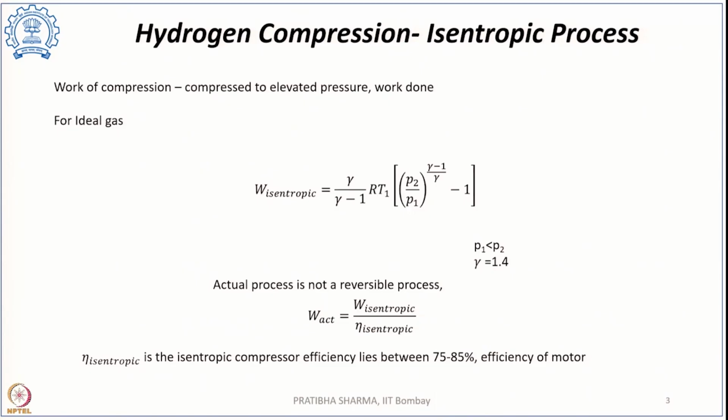Now, let us first consider the hydrogen compression process to be an isentropic process. As mentioned, it is very difficult to find out what the actual process would approximate to. However, it can be modeled as an isentropic process, where, when the compression is done to an elevated pressure, the work of compression we can calculate.